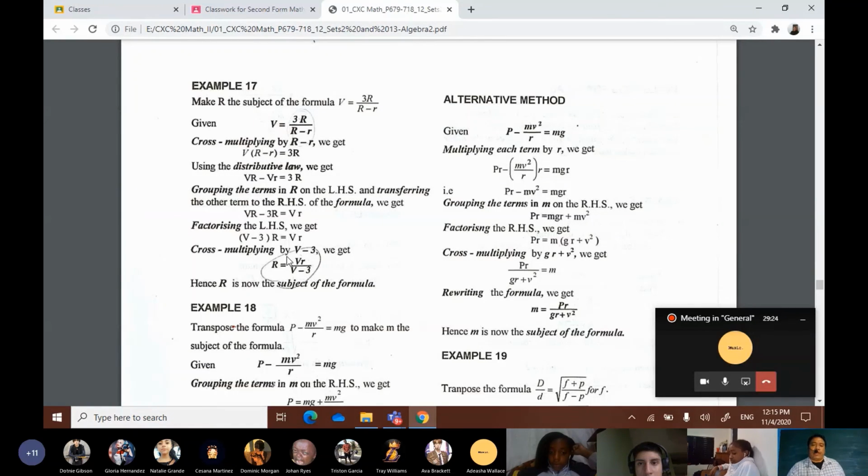We cross multiply by V minus 3. We get capital R equals capital V small r over capital V minus 3. Hence, capital R is the subject of the formula.